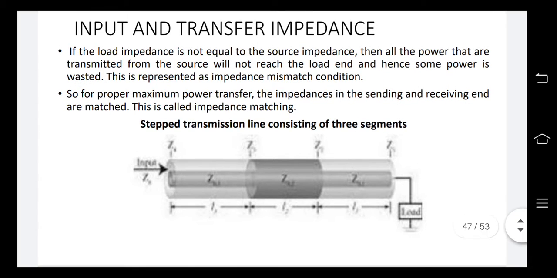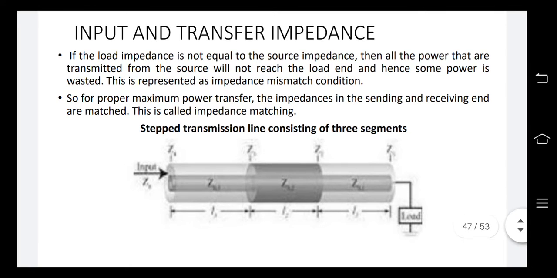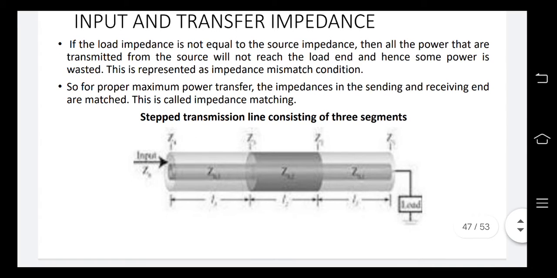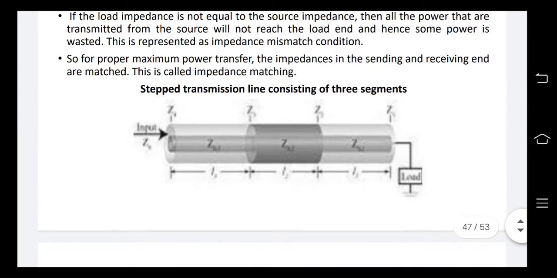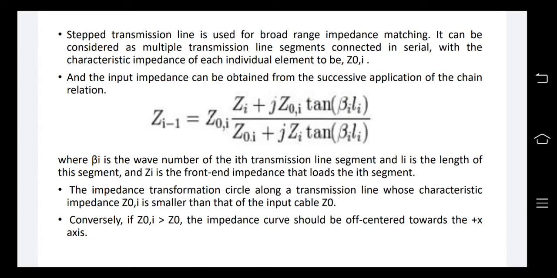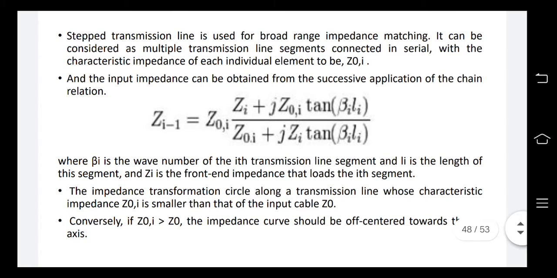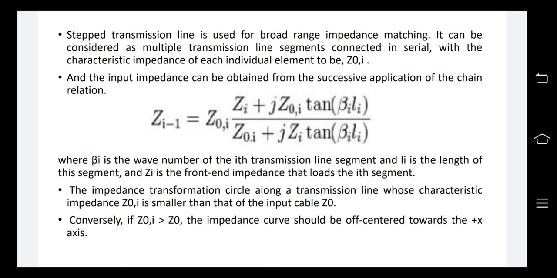Consider a stepped transmission line which consists of 3 segments, with the source impedance ZS at the input and the load on the other end. Each segment has length L1, L2 and L3, and corresponding impedances. It is used for broad range impedance matching. It can be considered as multiple transmission line segments connected in series, with the characteristic impedance of each individual element being Z0,i. And the input impedance can be obtained from the successive application of the chain relation.